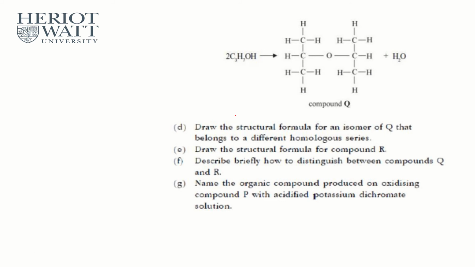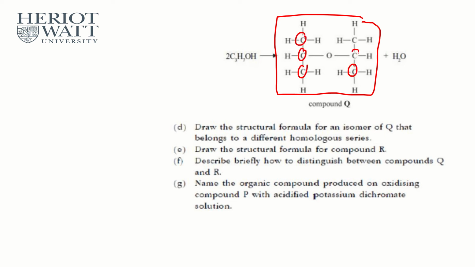Now, let's check it out. We have this molecule as compound Q, let's say. We are going to draw an isomer for it. So 1, 2, 3, 4, 5, 6. So C6. H will be 1, 2, 3, 4, 5, 6, 7, 14. And I have one O in between.